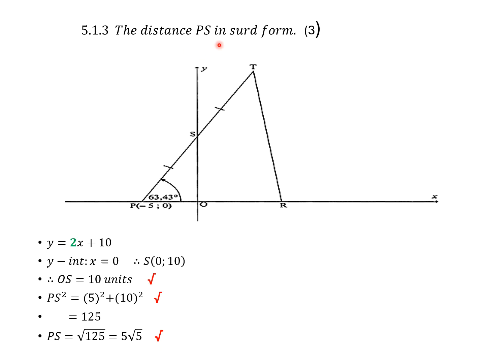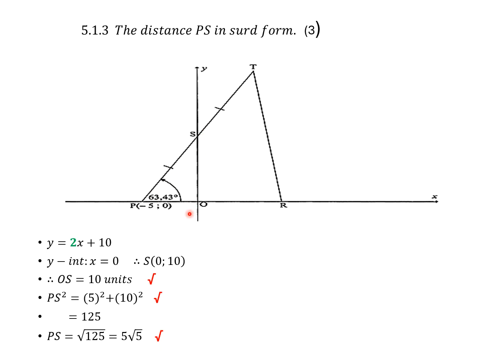They want the distance PS in surd form. So we want the distance from P to S. We know the equation is y equals 2x plus 10. S is the y-intercept, and to get the y-intercept, we always make x equal to 0. If x is 0, y is 10. Therefore, the coordinates of S are (0; 10). So OS, from O to S, is 10 units. So PS squared equals 5 squared plus 10 squared, using the theorem of Pythagoras.